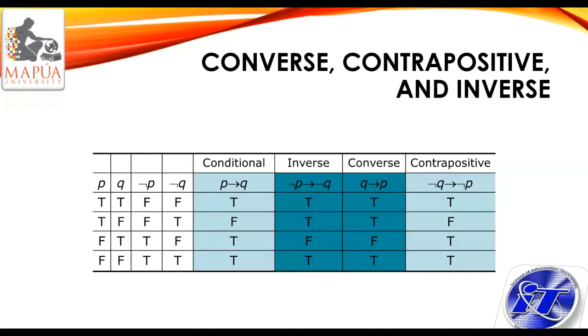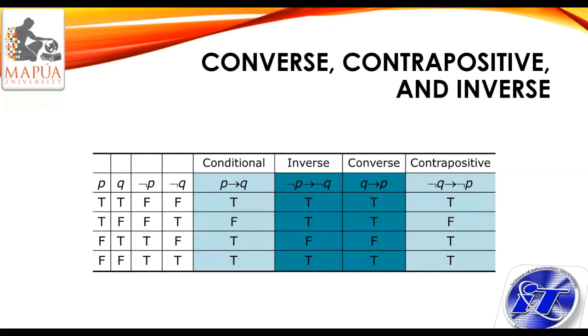Now, let's compare conditional and inverse, introducing negation on both premise and consequence. Inverse is not the negation of the conditional statement, as you can see here in this table. P implies Q is not the negation of inverse. But if you can see, inverse and converse have the same result. Therefore, inverse and converse are equal based on the truth table.